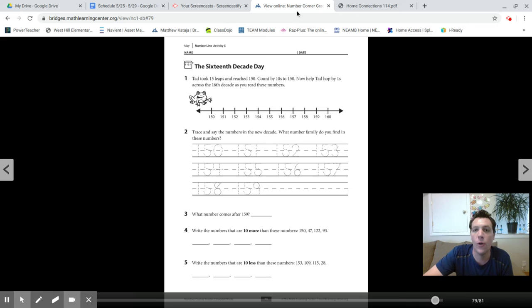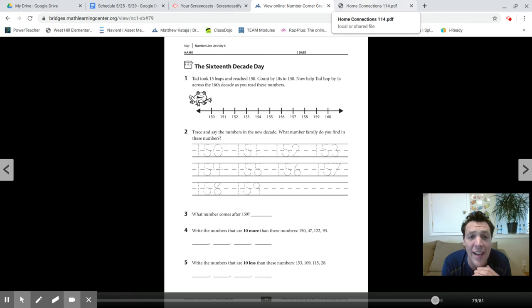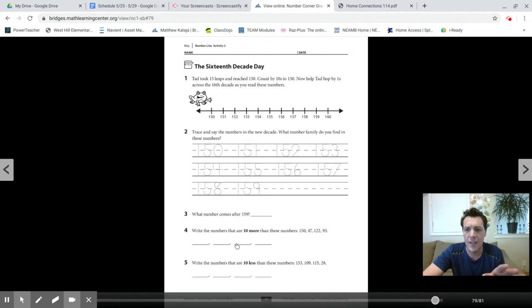Today, I'm going to go over just one of the sheets you have. You have three math sheets. Today is the 16th decade day. We know a decade is every 10 days because a decade means 10. So this is the 160th day of school. You should be good at this. I don't need to go over this. Go ahead and trace the numbers.